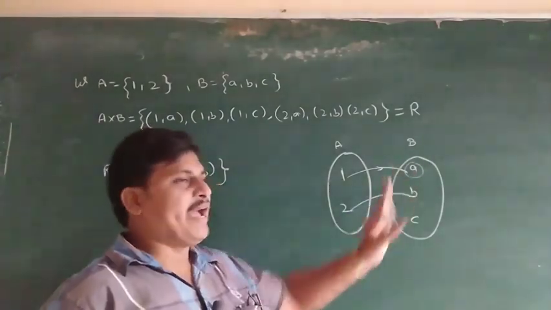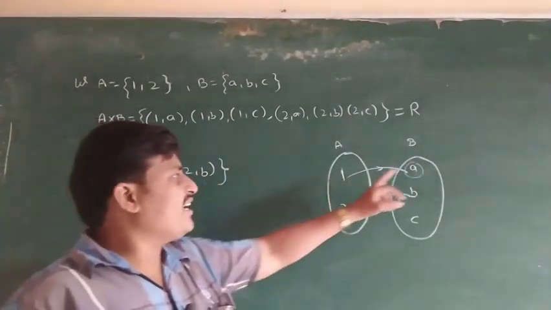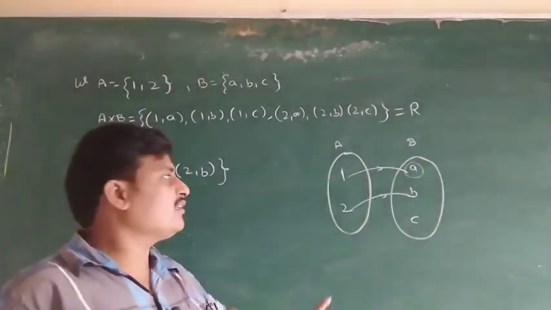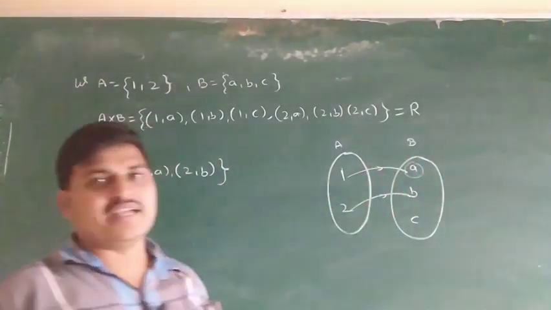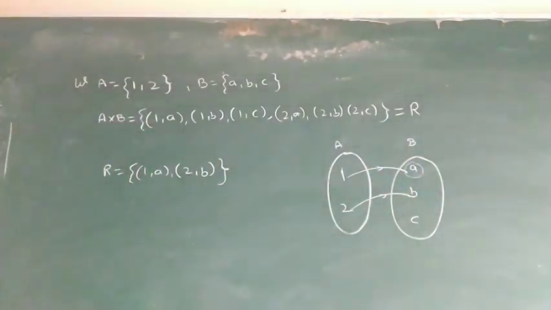Relation is called mapping. A is the mapping of 1, A is the image of 1. 1 is the pre-image of A. This is next relation, image, pre-image.